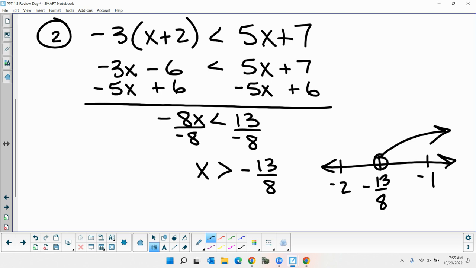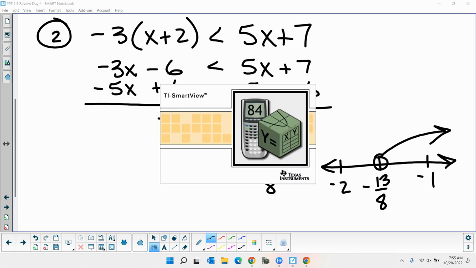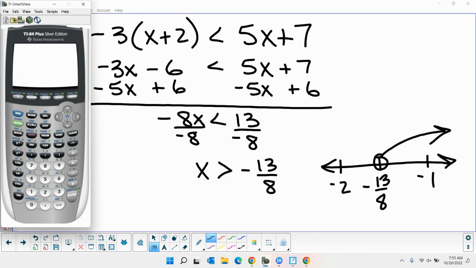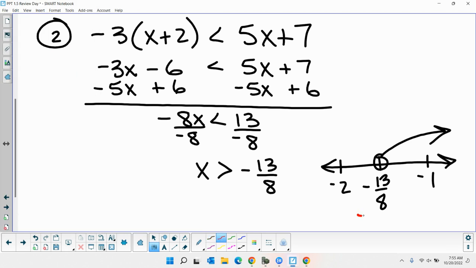Okay. If you want to use the decimal, that's fine. If that helps you know where to put it on the number line, you can do that. So -13 divided by 8 is -1.625. So if you want to use that, you can, if it's easier for you to write the decimals and where to put them. All right. We good on the 2 basic inequalities?